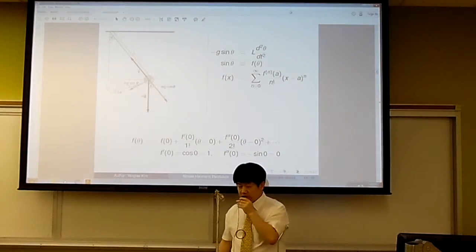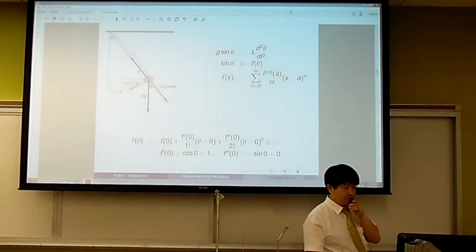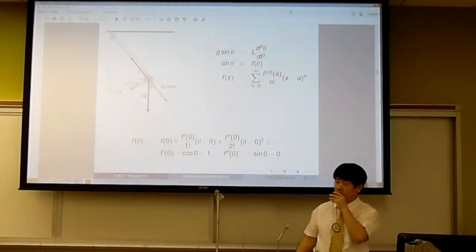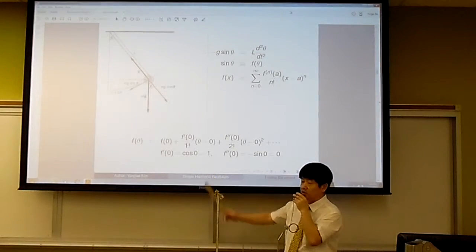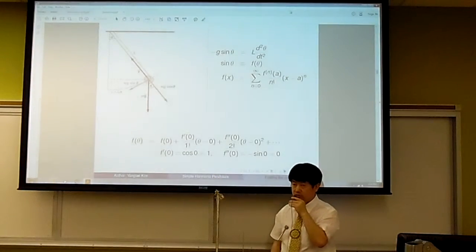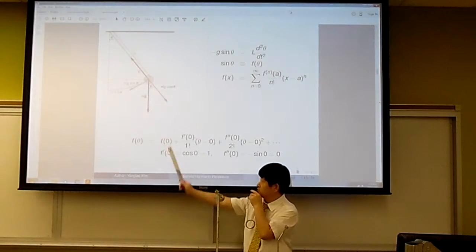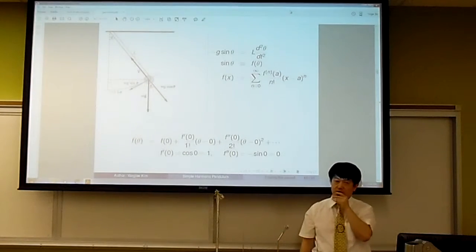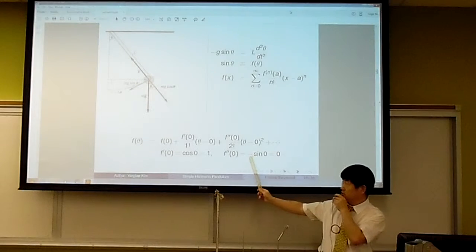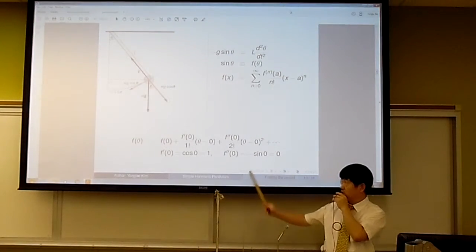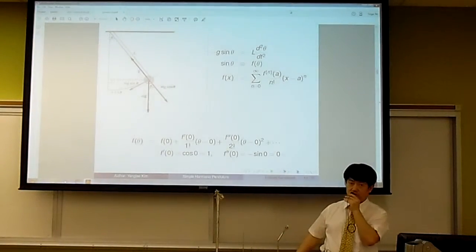The function we have is sine theta. Sine theta's first derivative is cosine theta. Cosine theta evaluated at 0 is 1. Sine itself evaluated at 0 is of course 0. That's this term. Now, the second derivative of sine is a negative sine. Evaluate at 0, sine 0 is 0.